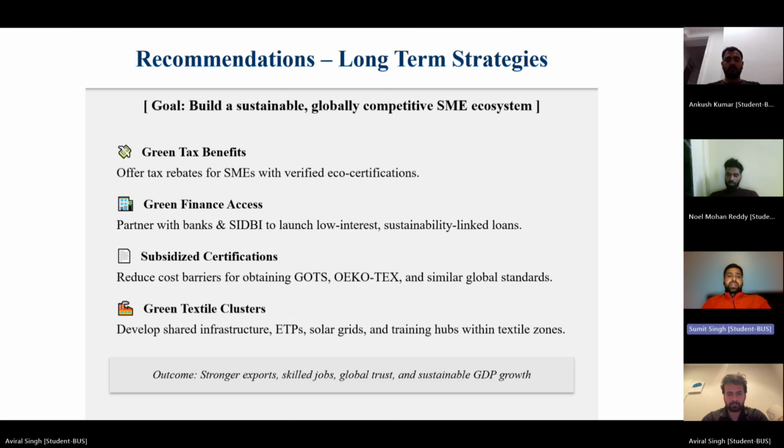Additionally, we propose creating a Green SMEs Index, a tool that rates SMEs based on sustainability metrics. This rating can be used by global buyers, bankers, and even consumers to make informed decisions. It's like a credit score, but for sustainability.